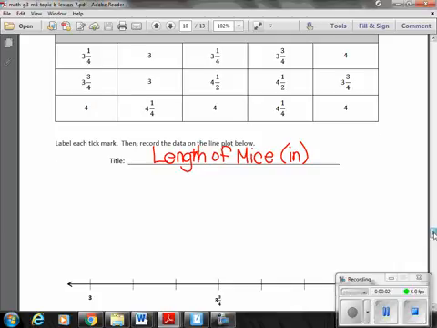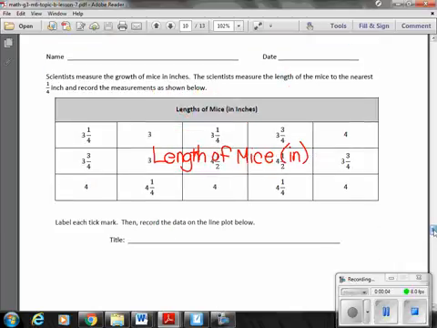Creating a line plot from information in a table. So today it says scientists measure the growth of mice in inches. The scientists measure the length of the mice to the nearest 1/4 inch and record the measurements as shown below. So when I look at this table, I see a whole bunch of measurements that are in 1/4 inches.